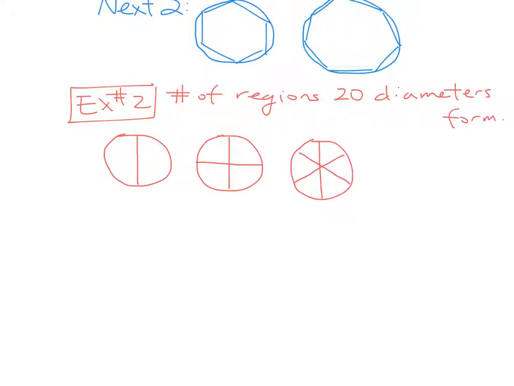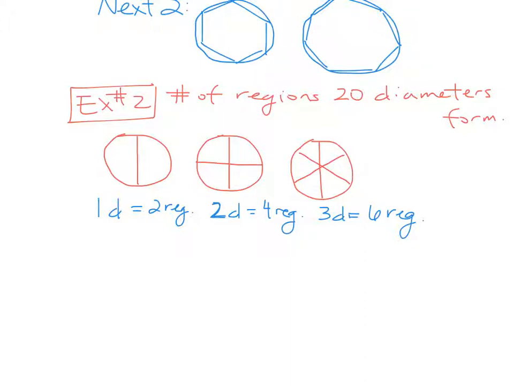So right now we have one diameter here. If this is one diameter, how many separate regions did it make in that circle? 2 regions. Okay, how many diameters in the second one? 2 diameters, which made how many regions? 4 regions. Okay, the third one, how many diameters do we have? 3 diameters, and that made how many regions? 6 regions.